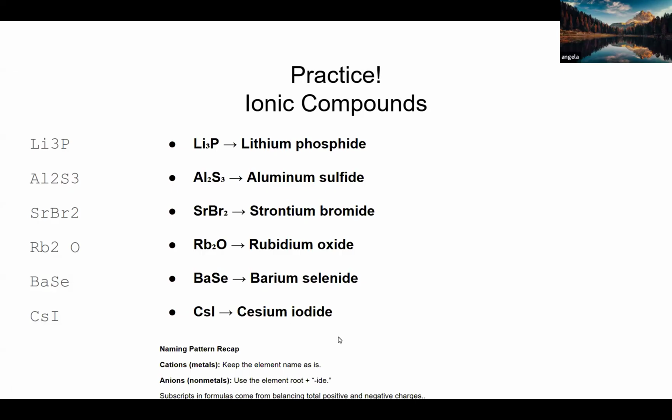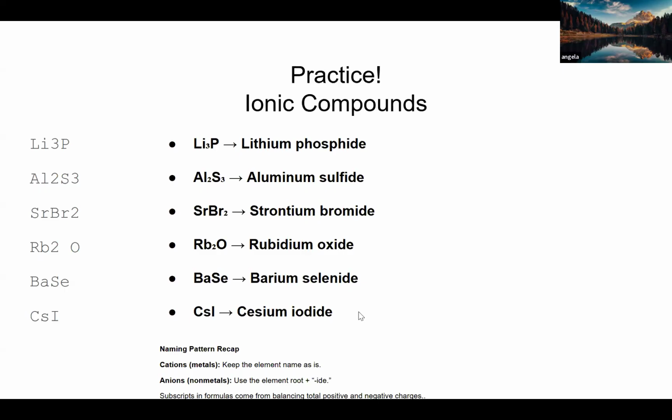Okay. So what you're doing is when you see this, you're going to find your cation, remember? And your cation keeps the element name. And then the anion, you use the beginning of it, and then you add "ide" at the end. And then the subscripts, we're going to learn about that in a little bit, balancing our formulas, or balancing our total positive and negative charges.